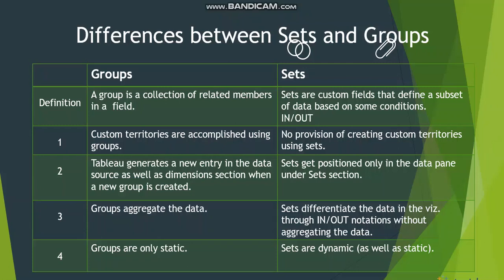Sets are custom fields that define a subset of data based on some conditions. So a set will display the data only in the form of a binary output, either in or out. It will just show you whether your data falls within a set or not. That's all. And with sets, you do have a provision of including some formulas or conditions based on measures. But that is not the case with groups. We'll discuss that in a short while. Let's go to Tableau.